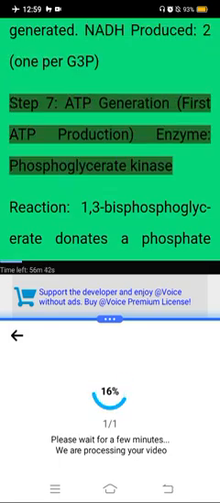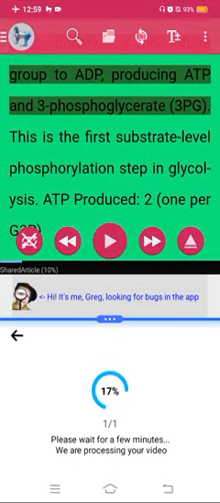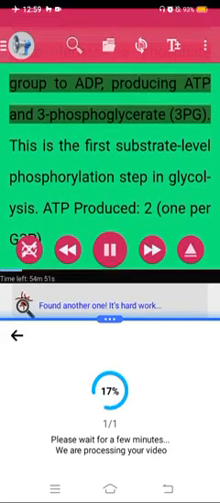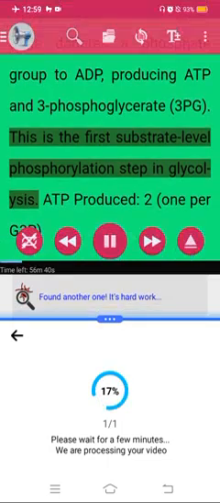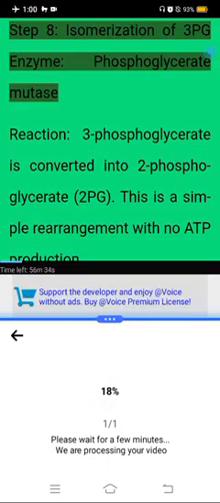Step 7. ATP generation, first ATP production. Enzyme: phosphoglycerate kinase. Reaction: 1,3-bisphosphoglycerate donates a phosphate group to ADP, producing ATP and 3-phosphoglycerate (3-PG). This is the first substrate level phosphorylation step in glycolysis. ATP produced: 2, 1 per G3P.